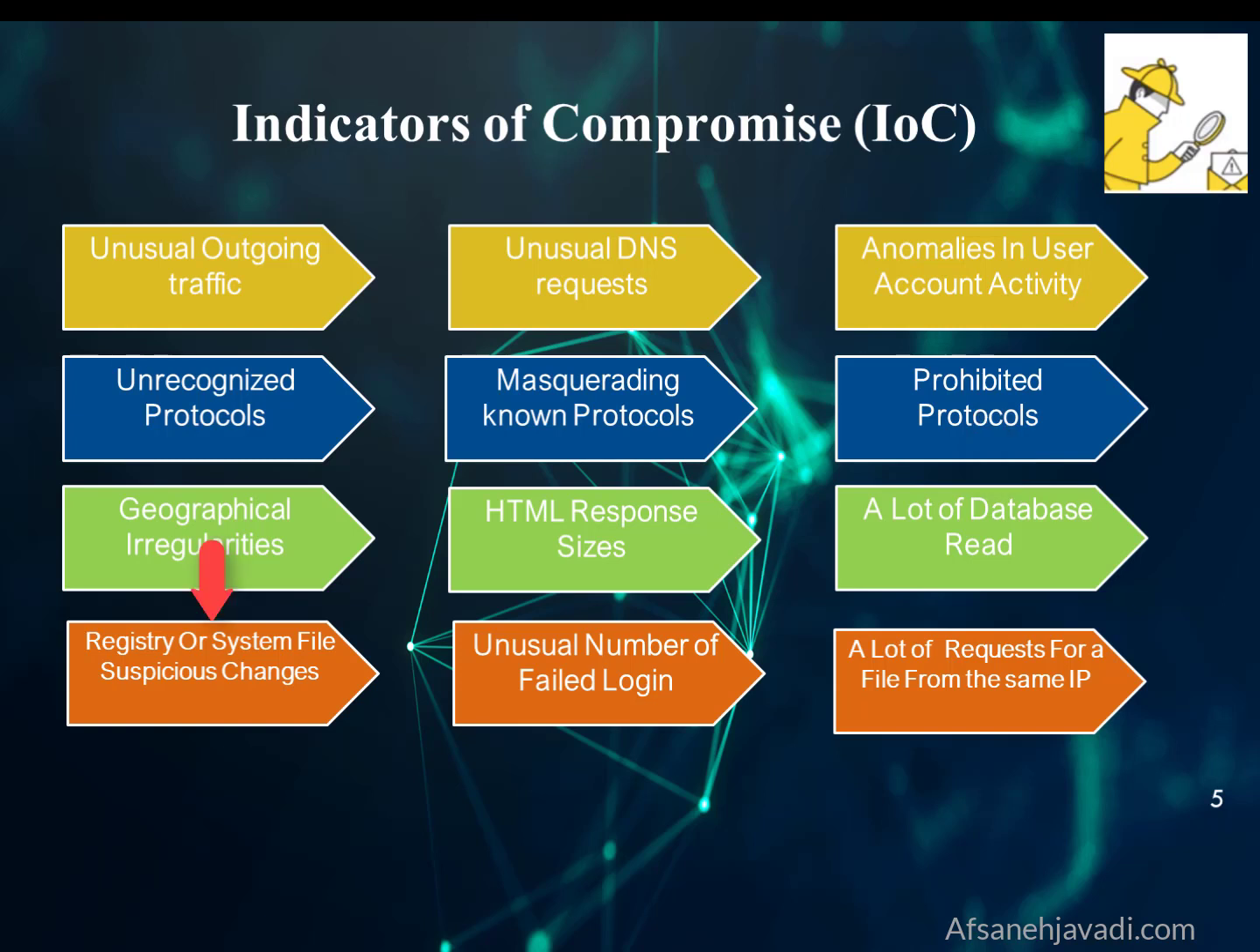Registry or system file suspicious changes can also be indicators of compromise. Changes in the registry and file system are always important. They can show that something has happened in our system. It's also true when we are talking about compromise. Attackers often will install sniffers to monitor network traffic and collect valuable information such as credit card data, user credentials, or identification as data passes through the network. Installing hardware and software creates changes in the registry and system files. So be careful of these changes.